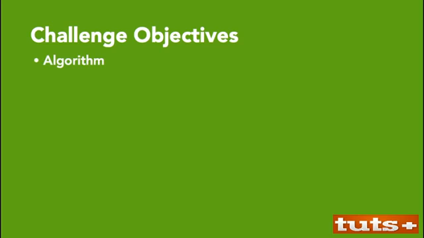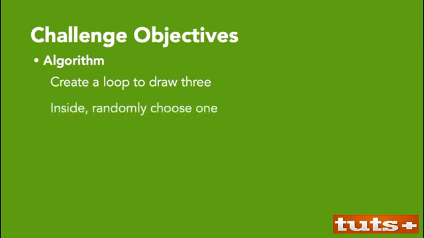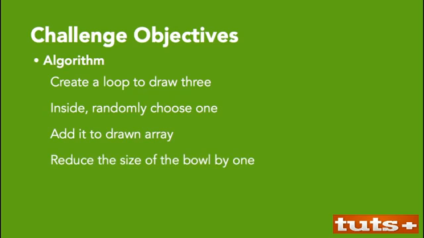Inside the simulation loop, create a smaller loop that will execute 3 times to randomly draw 3 marbles. Inside the loop, randomly choose 1 marble. Add it to the array that contains the marbles that were already drawn. And like I said, reduce the size of your bowl by 1. Specifically, reduce it by the one that you chose.